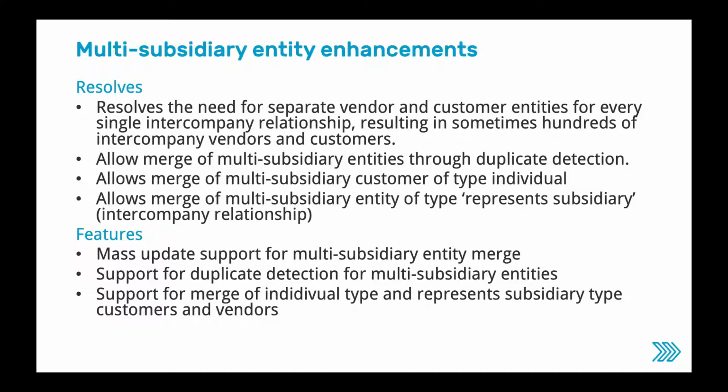I think that resolves the fact that when you have 10, 15, 20 subsidiaries, you don't need a one-on-one trade relationship customer and vendor for all these relationships. So it can save you sometimes hundreds of records. In addition to that, NetSuite is now rolling out support for duplicate detection for multi-subsidiary customers, and it allows you to merge these entities with a mass update. So it's simplifying merging, and it's simplifying duplicate detection for these types of entities.